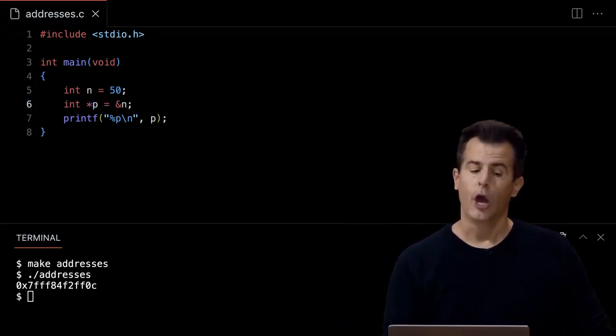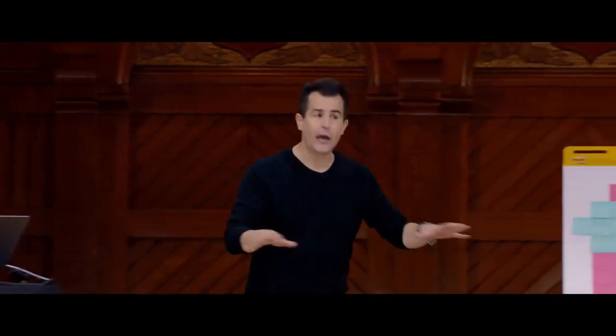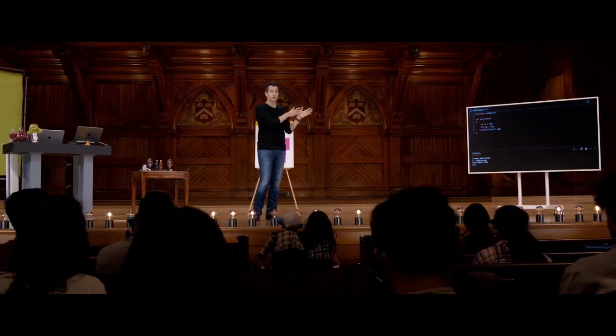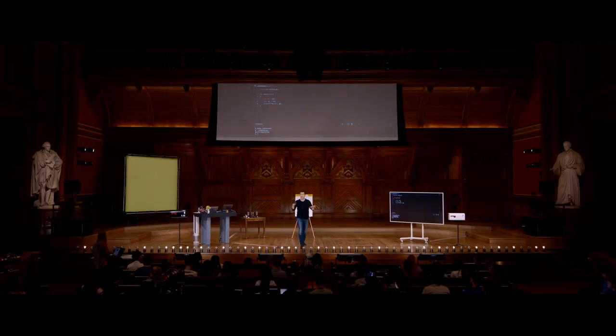But notice, in line 7, when I print out p, I don't use a star. I don't use an ampersand. Why? I literally just want to print the value of p. And we've been doing that since week 1. If you want to print a variable, just describe the variable by its name. No special syntax. Any other questions on this thus far?